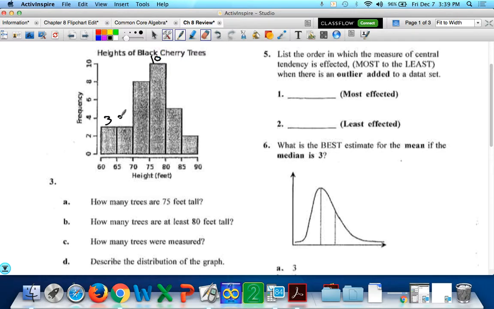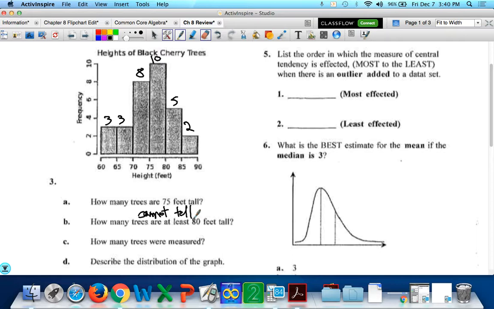But remember, in a histogram, these bins, which is the word for these wide bars, okay, the width of the bar, they contain any number from 75 up to, but not including 80, which means that we don't know if maybe all 10 of these trees were 75 feet tall. Maybe they were all 78 feet tall. Maybe there were some 76s, some 77s thrown in there. We do not know how many were exactly 75 feet tall. So we cannot tell.